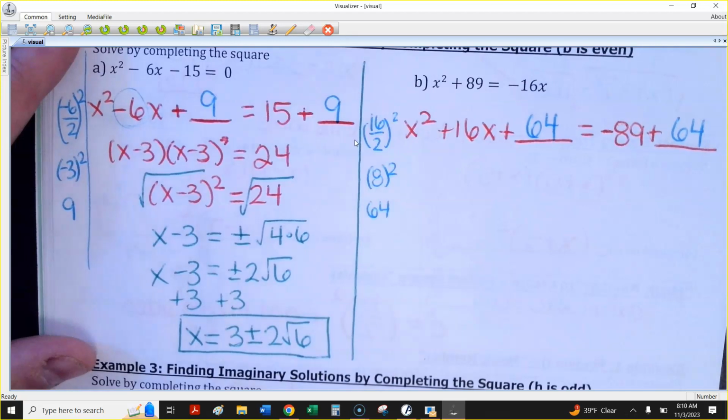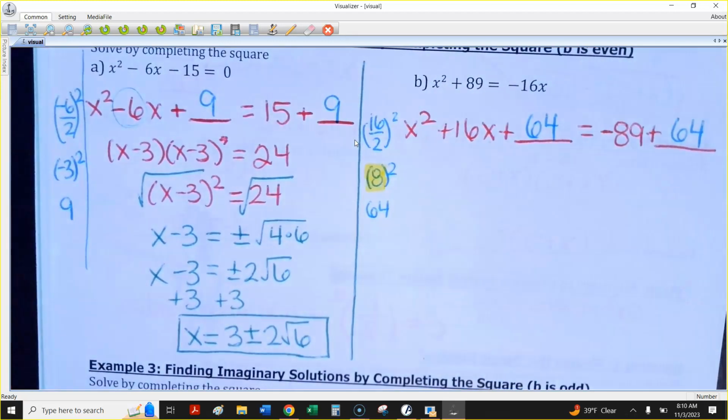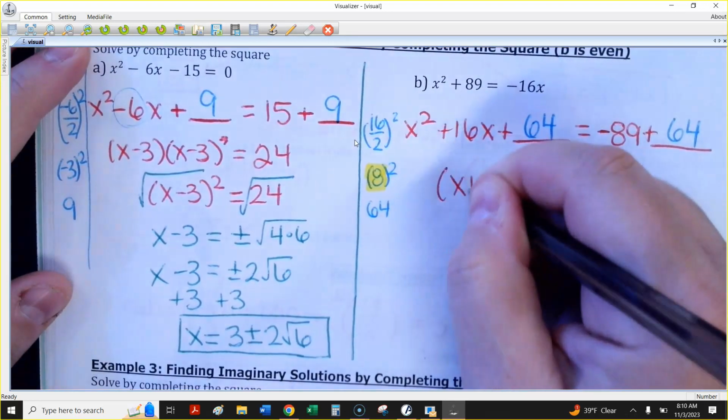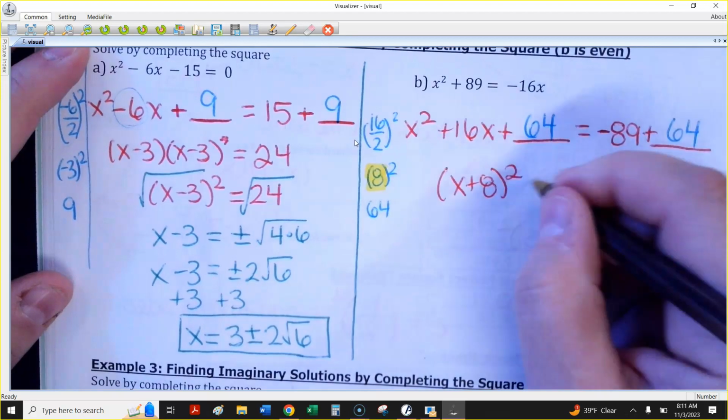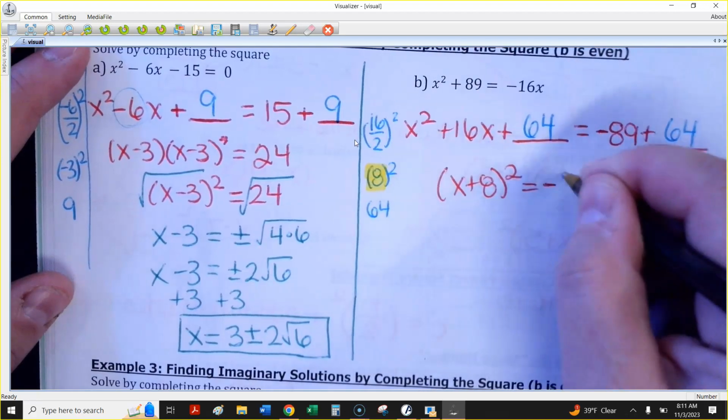All right, whatever you square, I promise, that's what's in the factor. Multiply to get 64, add to get 16. The factored form of this should be x plus 8 squared. Now, on the other side, you're going to see here, I'm going to get negative 89 plus 64, which is negative 25.